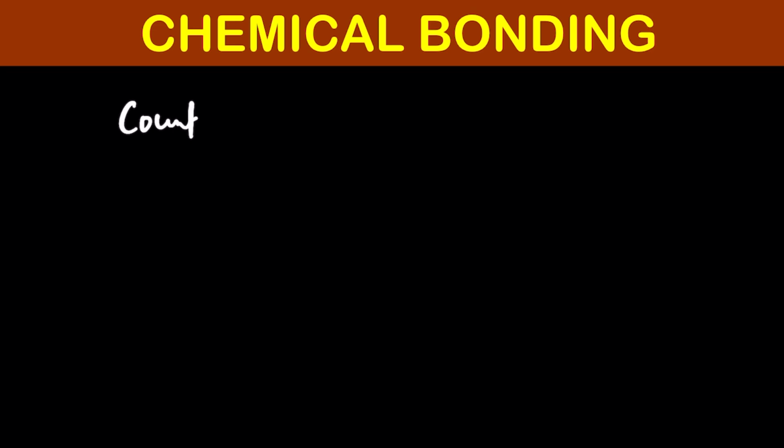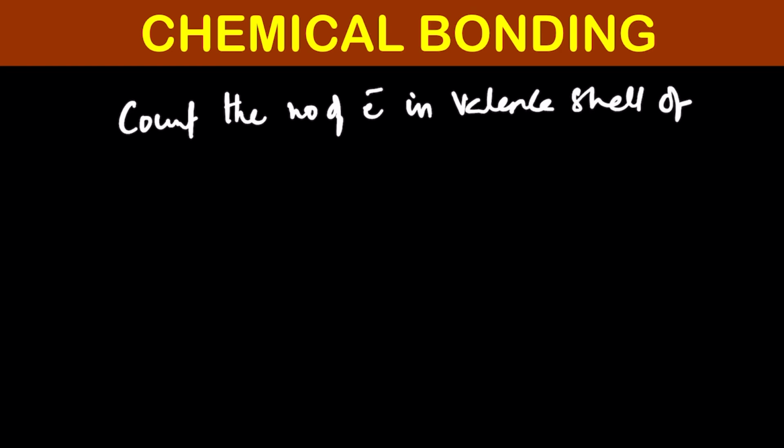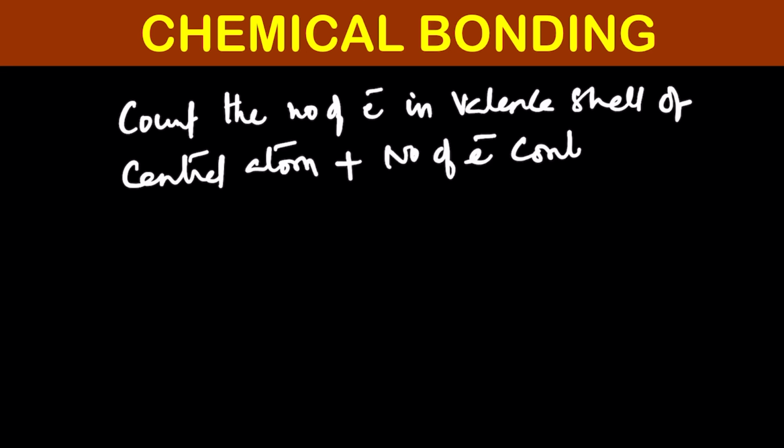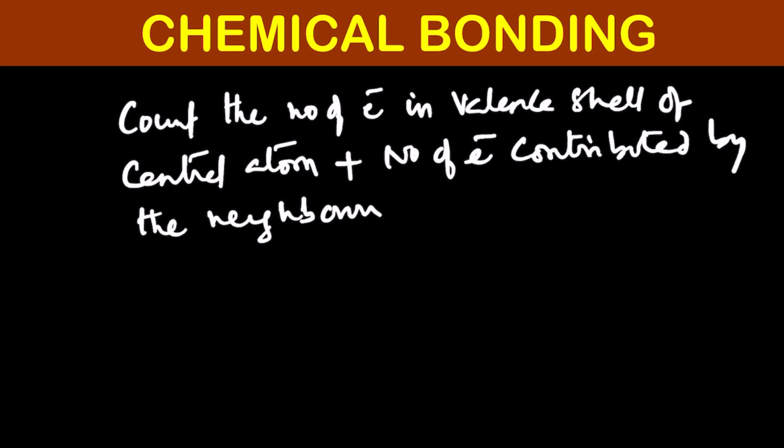How to find the number of electron pairs around the central atom, both bond pairs as well as lone pairs? Now when I say bond pairs, I mean only sigma bond pairs. Now count the number of electrons in valency shell of central atom and then add the number of electrons contributed by the neighboring atom to form a bond.